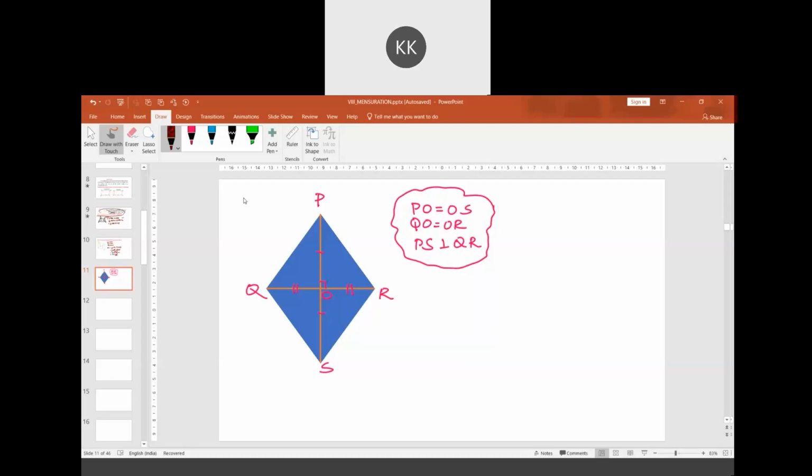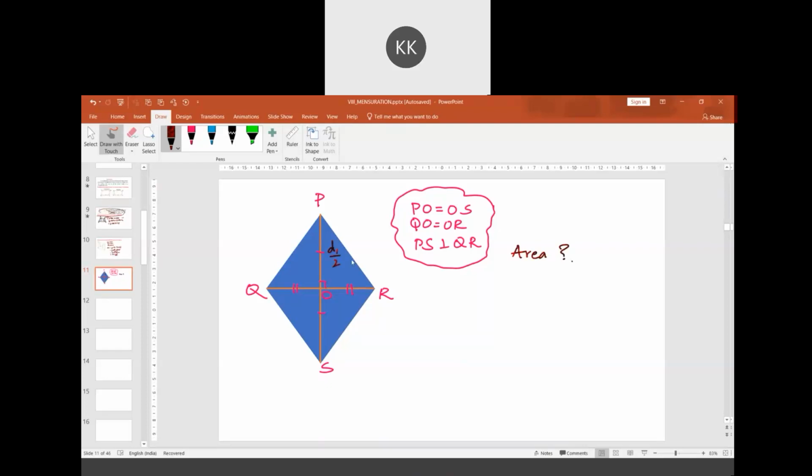Now, with this information, can we find the area? Yes. Can anyone say how to find the area? We can divide the rhombus into two triangles and add the areas of the two triangles. Suppose this diagonal PS is named D1. The distance PO is equal to D1 by 2. Correct?